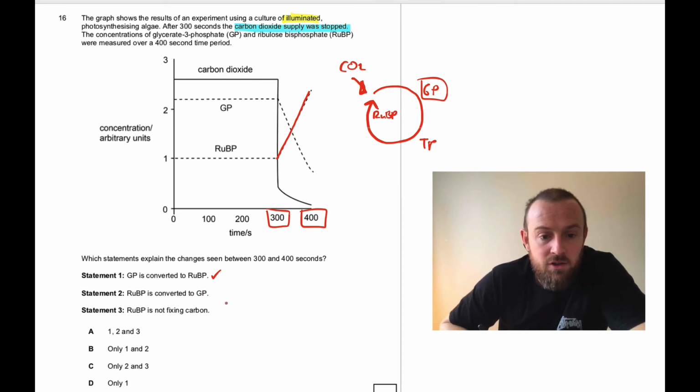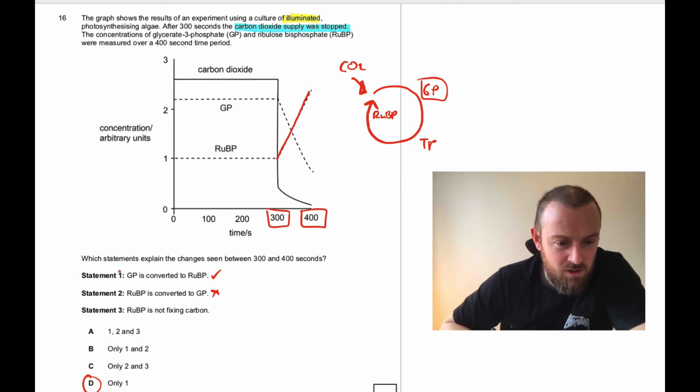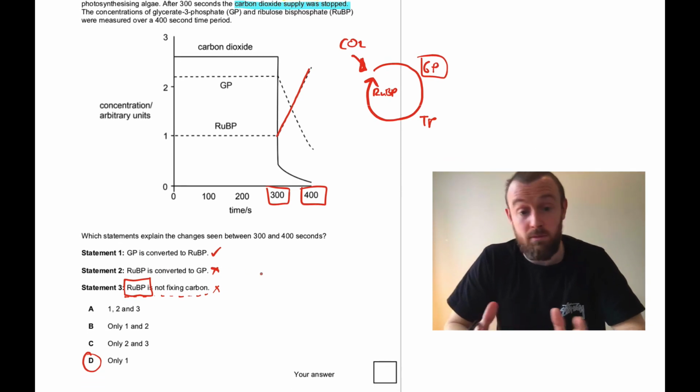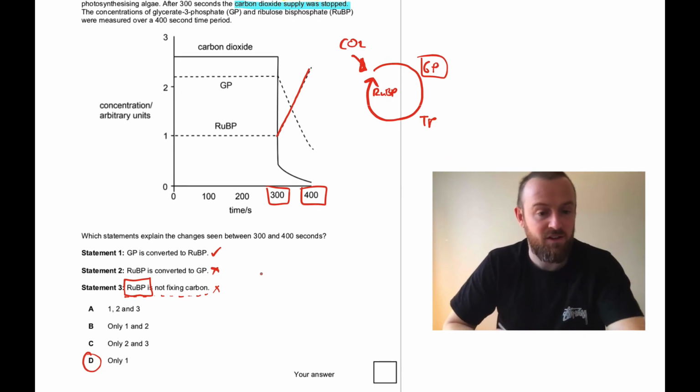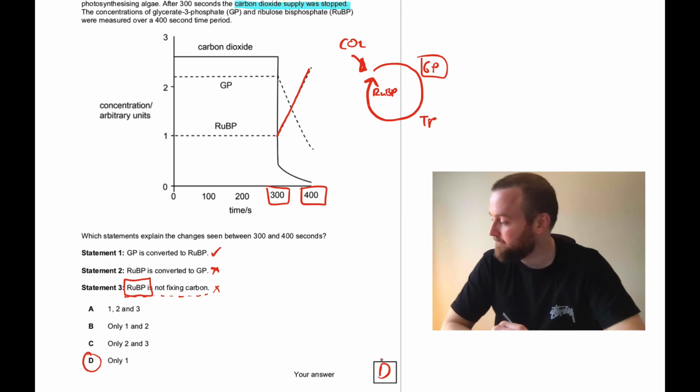RuBP is converted into GP. No, that's not going to be occurring. RuBP is not fixing carbon. I wouldn't say that RuBP is an enzyme, so I wouldn't say it's fixing carbon. There isn't an option of 1 and 3, so it must be only 1. The reason this is not true is because RuBP is not the enzyme. RuBP is a 5-carbon molecule. If it said ribulose bisphosphate is not fixing carbon, that would have been correct. So the answer is 16D.